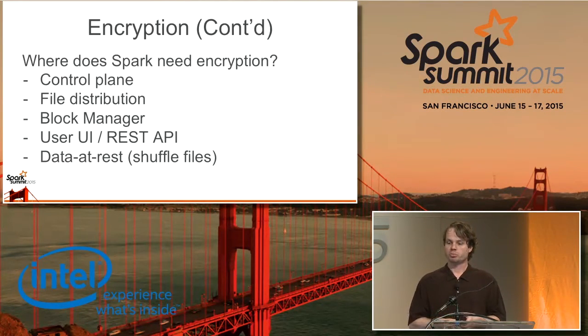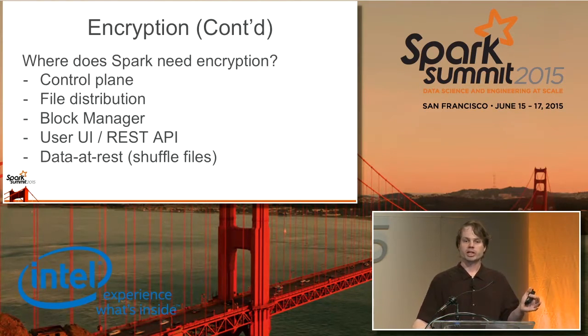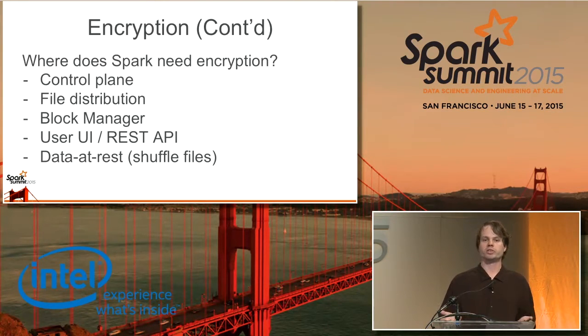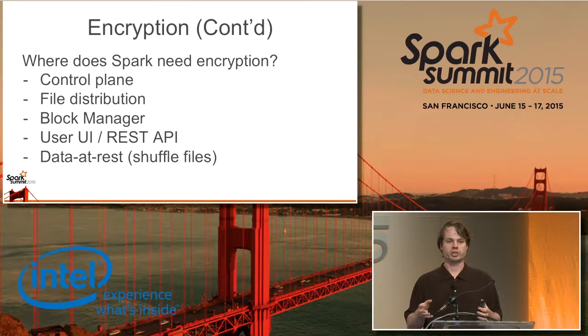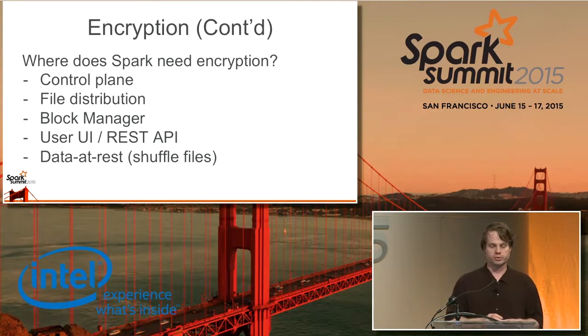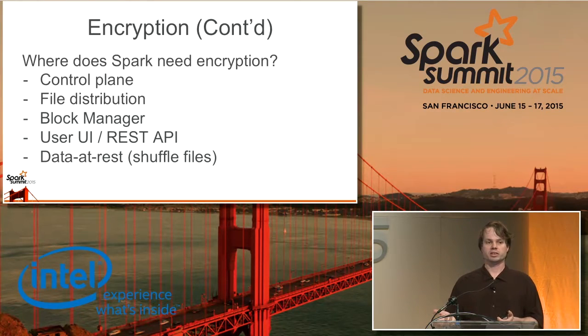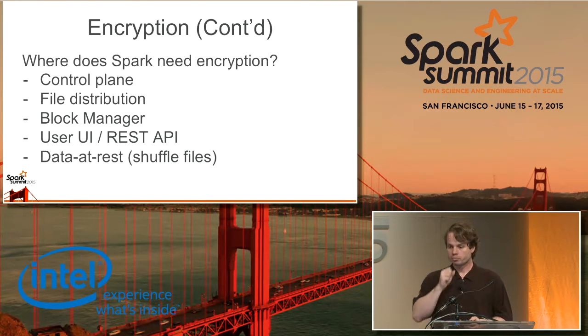What are the different places where Spark would use encryption? You have the control plane, which is the communication between the driver and the executors. You have file distribution, which is anytime you call SparkContext addJar or addFile, those files are distributed to the executors using a small HTTP server running on the driver. You have the block manager, which is the part of Spark that distributes the shuffle files, the cached blocks, and also broadcast variables. You have the user UI and the REST API, both of which are an HTTP server running on the driver. And finally, you have data at rest, basically the shuffle files generated during shuffles.